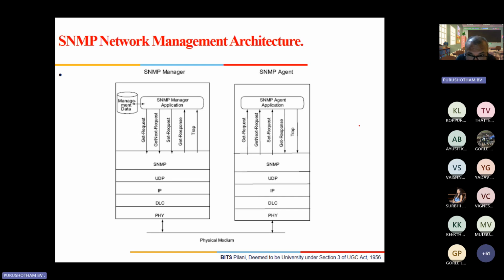Now, how does the communication happen? There is an SNMP manager application and there is an SNMP agent application. They try to exchange the information in the form of get request, get next request, set request, get response, trap. There are 5 messages being exchanged.